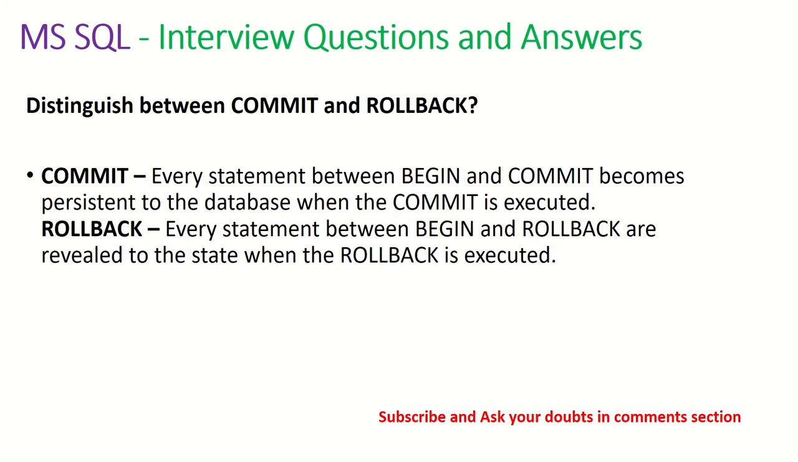Distinguish between commit and rollback. Every statement between begin and commit becomes persistent to the database when the commit is executed. Rollback is the reverse of it, which is every statement between begin and rollback is reverted to the previous state when the rollback is executed.